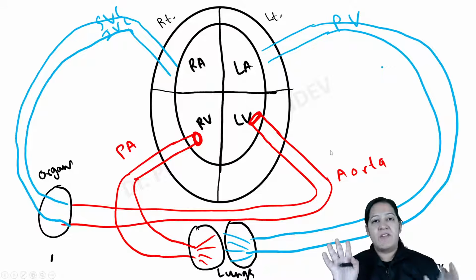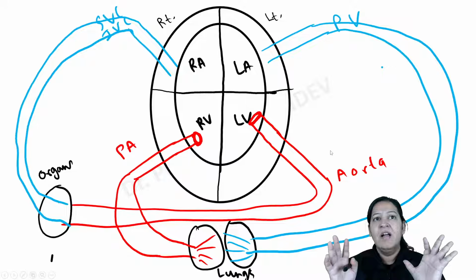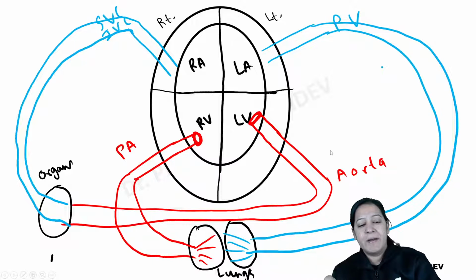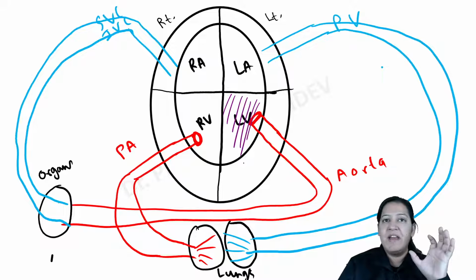Can you see, this is a rough sketch diagram of the heart. You can see the four chambers in the heart, the left side, the right side. This is the left ventricle. I'm interested in the left ventricle, the systole.